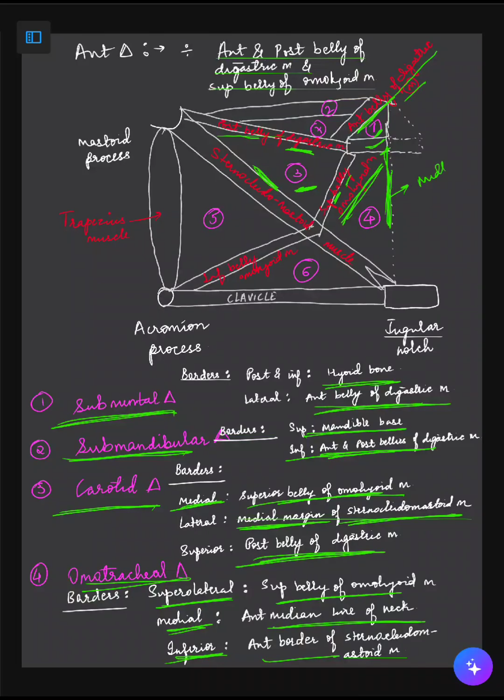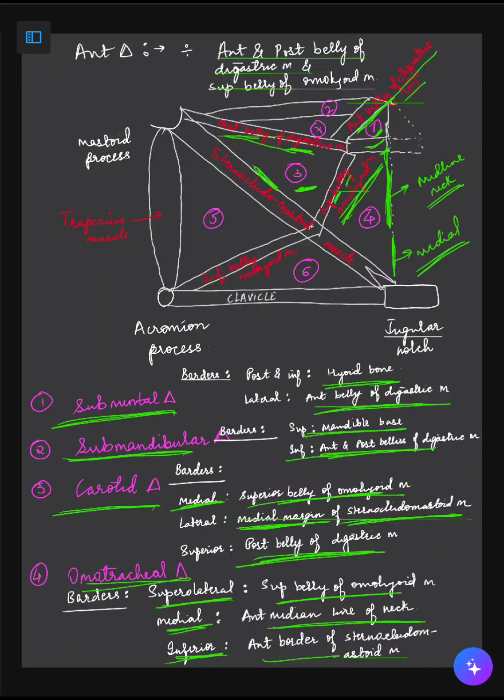This is the midline of the neck. If this is the midline of the neck, whatever is coming to this region, this side is medial. According to this, first we need to know the mastoid process to the jugular notch, where the sternocleidomastoid muscle is coming. Then the hyoid bone, mastoid process and jugular notch: these three points connect together and form the anterior triangle. Now this anterior triangle is divided by three muscles: the anterior belly of the digastric muscle, the posterior belly of the digastric muscle, and the superior belly of the omohyoid muscle.